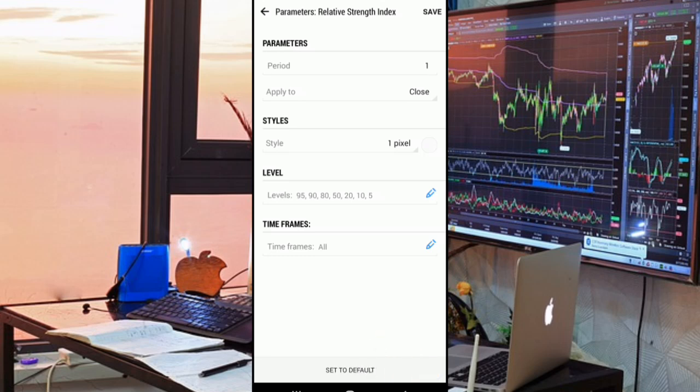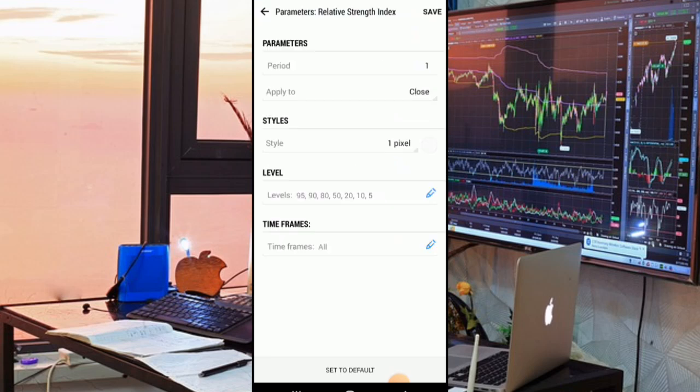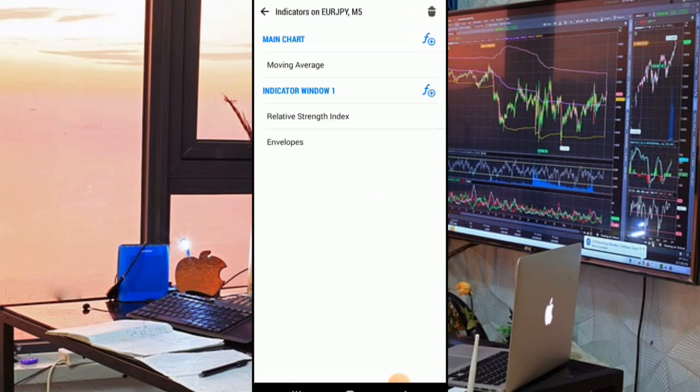And for the levels, please remember you enter there, because you've got to calibrate all these levels from in there. When you enter, you are going to have to use that plus sign over there to add the numbers. So put 95, 90, 80, 50, 20, 10, 5, and use 4 pixel with a touch of black, and we are good to go. So you're going to just click save over there.